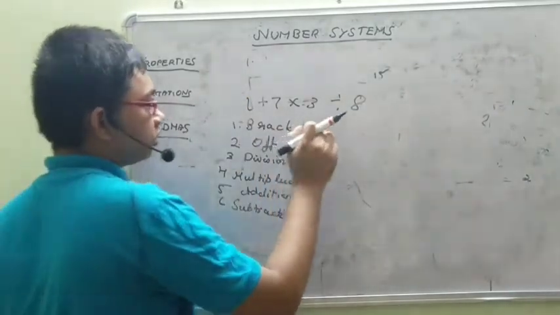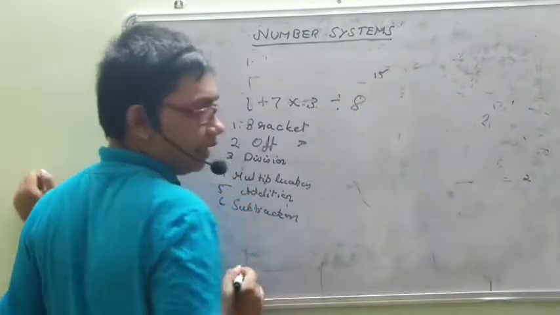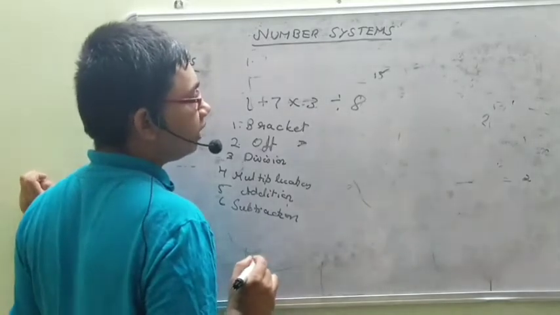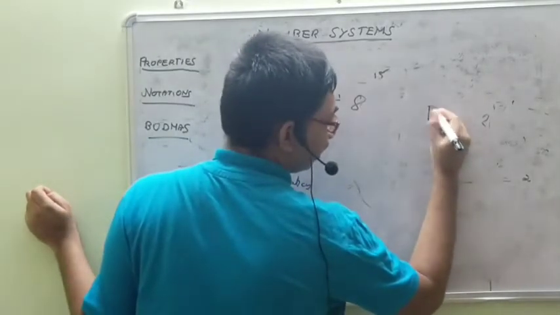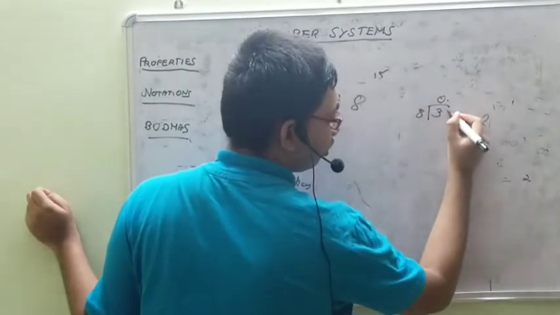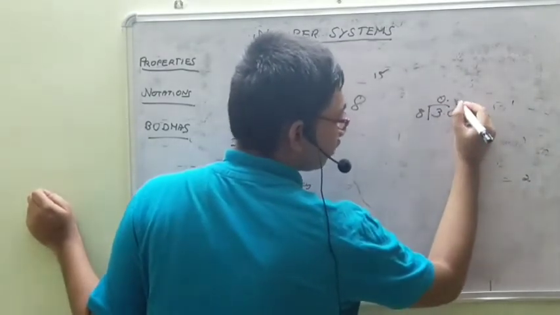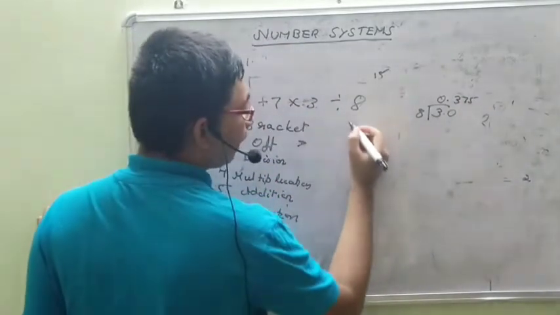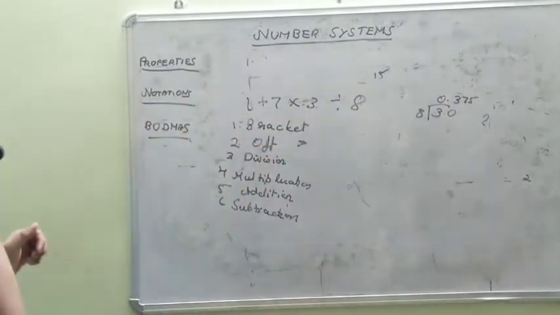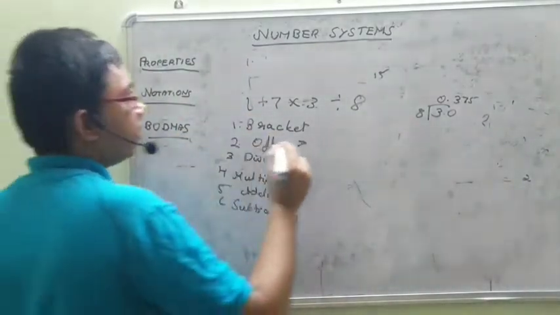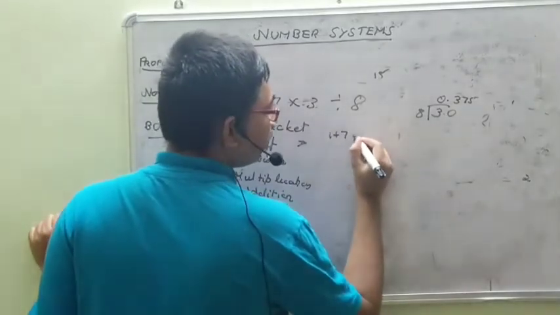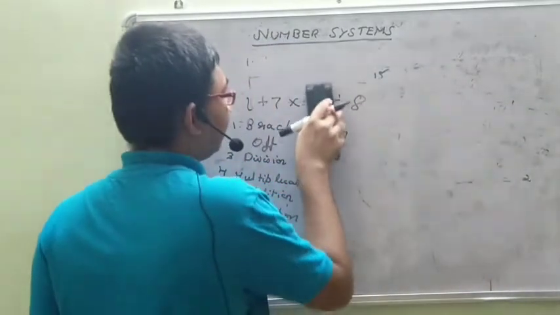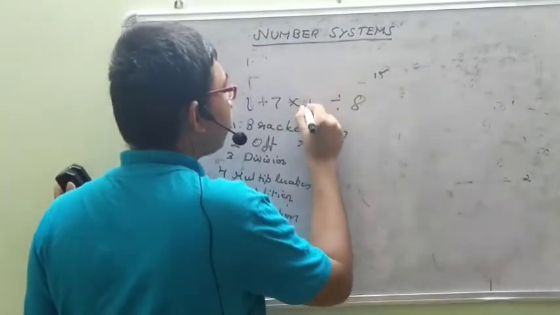Here we have 4 operations. First we should do 3 divided by 8. What will be 3 divided by 8? It will come almost 0.375. Okay, so what will happen? After doing this operation, we will get 1 plus 7. Okay, let me take this. It is getting too complex. Let us take 1 plus 7 into 4 divided by 8.